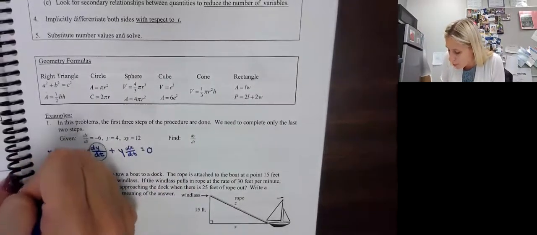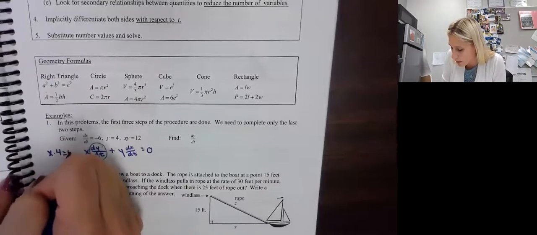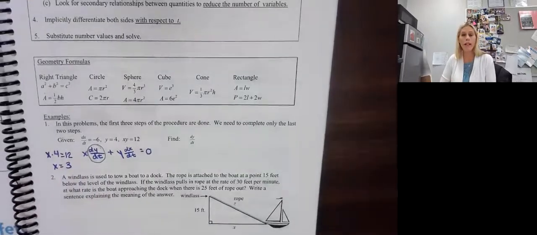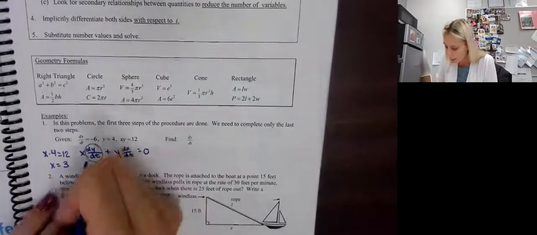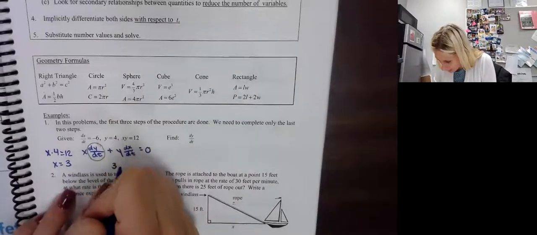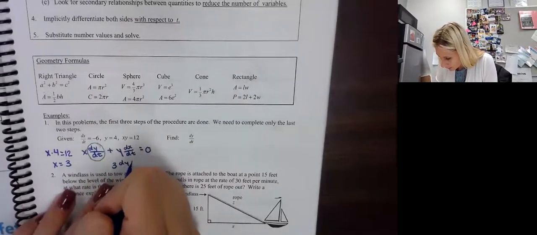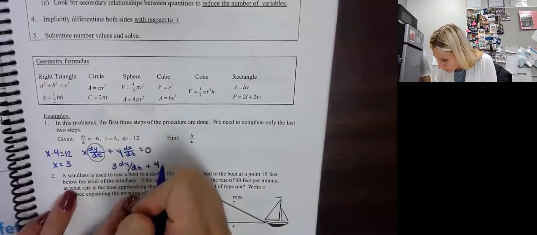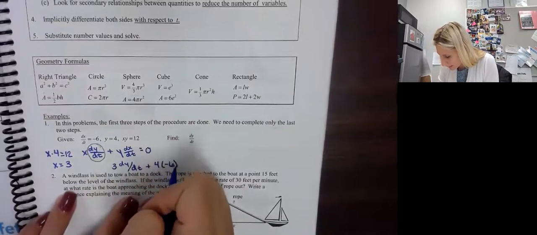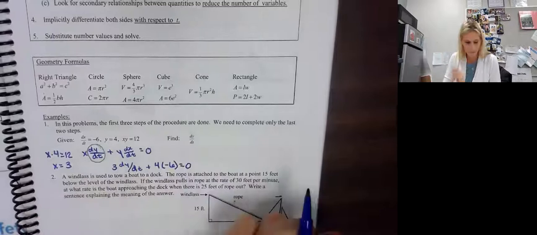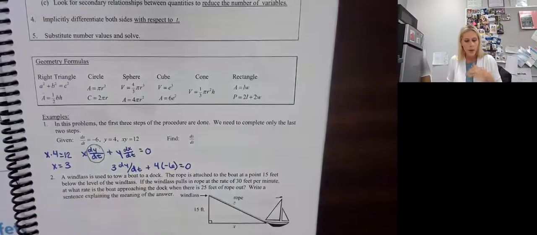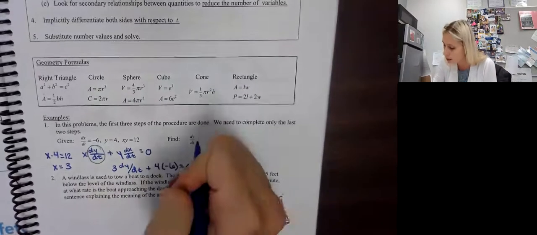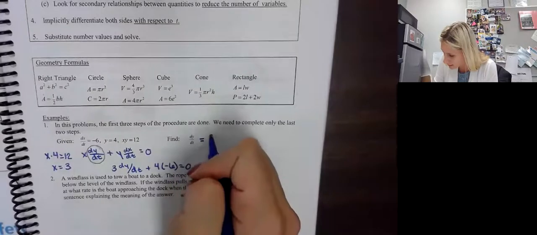X times 4 is 12. So x must be 3, and y is 4. So now I'm going to plug in. We have 3 times dy/dt plus 4 times negative 6 equals 0. And then, of course, we would solve, right? So negative 24, move it over, positive 24 divided by 3, that gives us 8.